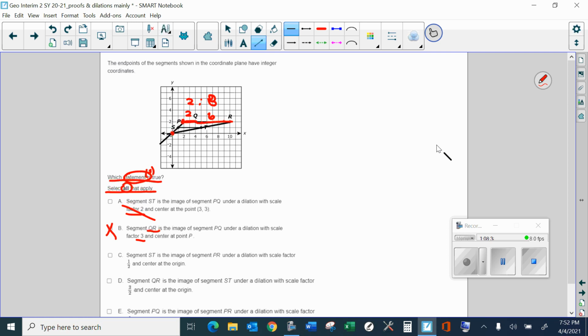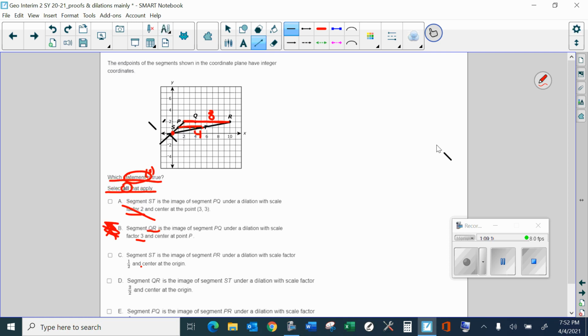Segment ST, so let me erase this. Segment ST, this one right here, is the image of segment PR. That's the one we had checked. Under dilation, scale factor of 1/2, centered at the origin. So the center of the origin we already know is correct. We did that. Now let's see if ST's distance or length is half of PR's. 1, 2, 3, 4. Yes, and that was 8 as we saw there. So yes, the scale factor is 1/2, center of the origin.